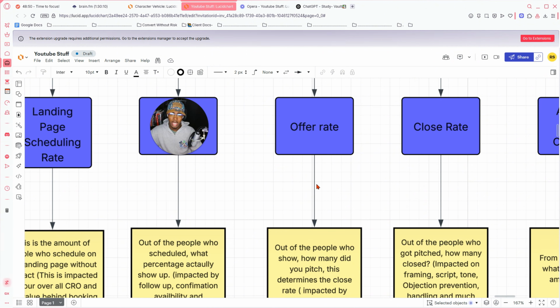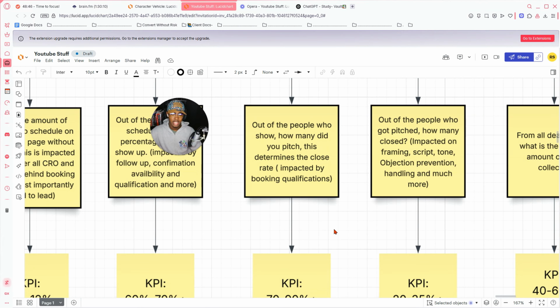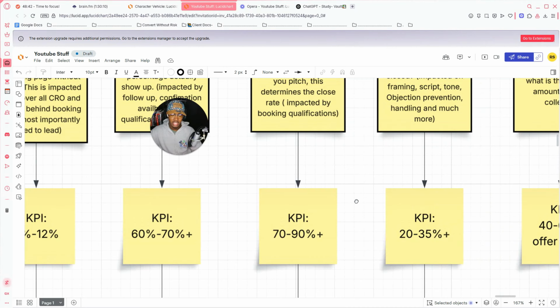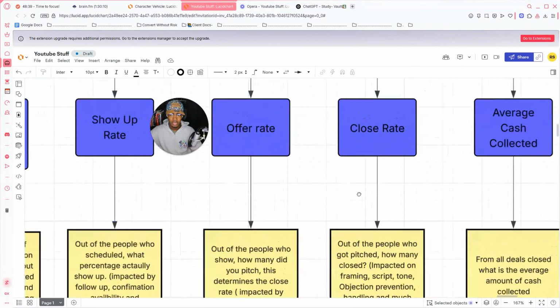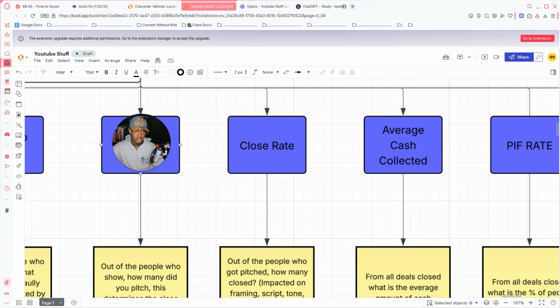Simple as that. Now, offer rate is dependent on your qualifications, and the KPI is 70 to 90%, meaning that 70 to 90% of these people who show up should be qualified enough to get pitched, right? The way I do it on book a call funnels, and people do it differently, but you do the conversation, you ask permission to sell, and then you pitch.